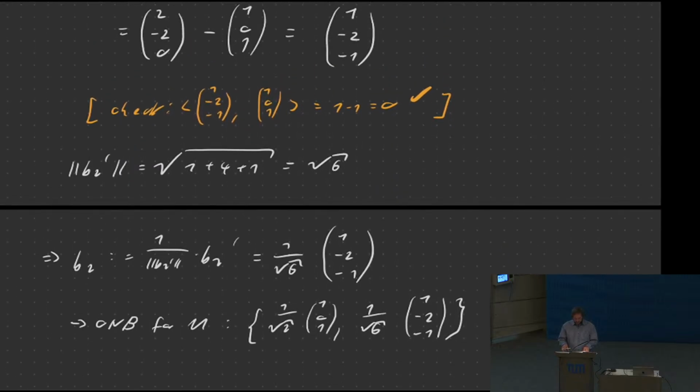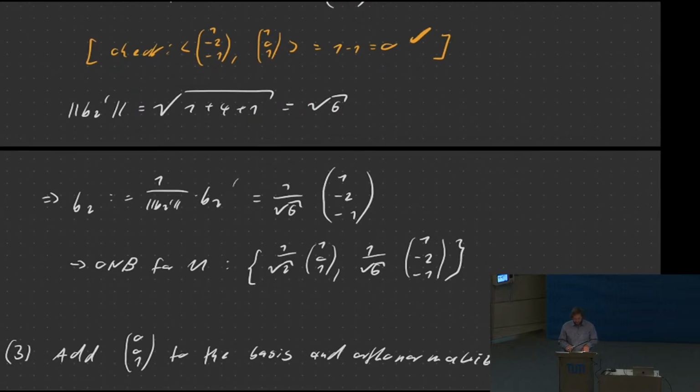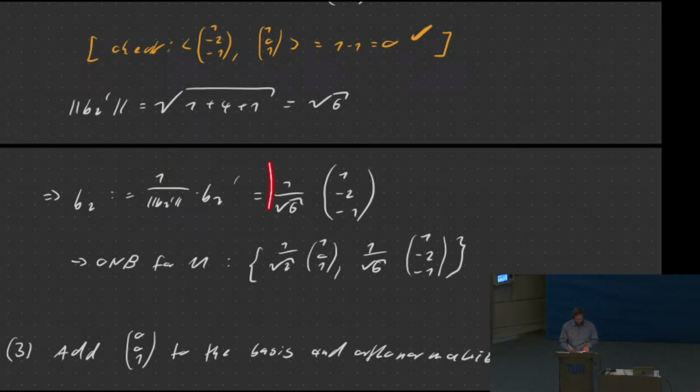And then all that's left is to normalize that. And the norm of that is, well, square root of 1 plus 4 plus 1. So 1 plus 4 plus 1, that's 6. So the length is square root of 6. And that means to normalize it, we just divide by that length. So here we have our orthonormal basis for U.